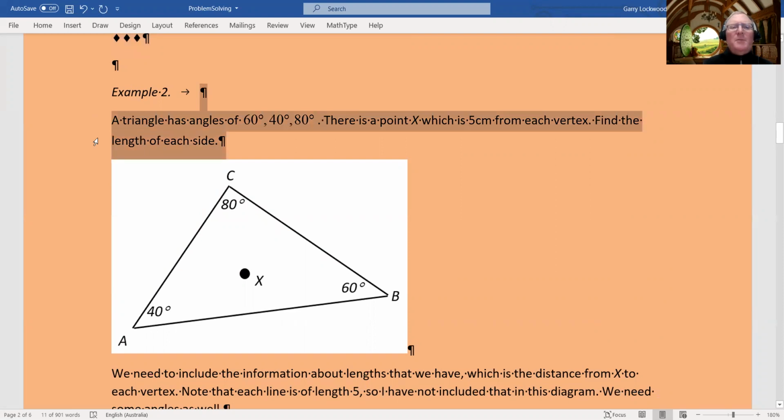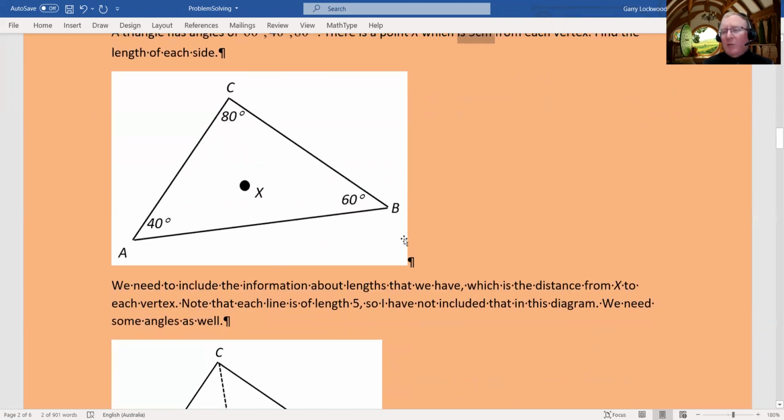Here's our second example. A triangle has angles of 60 degrees, 40 degrees, and 80 degrees. There's a point X, which is 5 centimeters from each vertex, and we want to find the length of each side. Well, that's just really bizarre. And this is the one that my daughter brought home. I hadn't seen this problem before, and I like it.